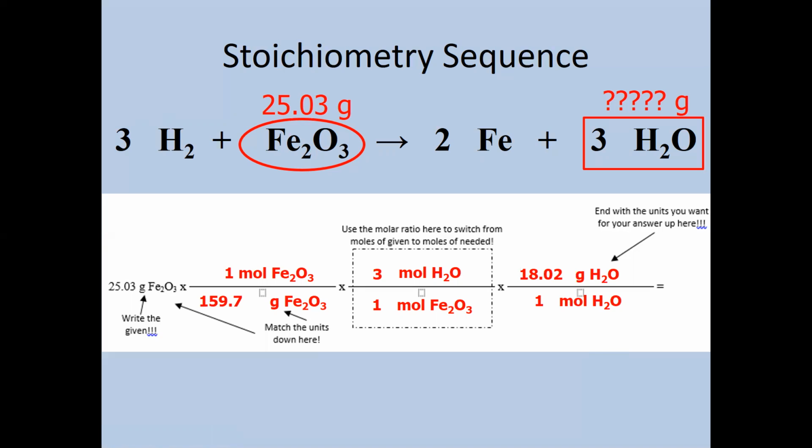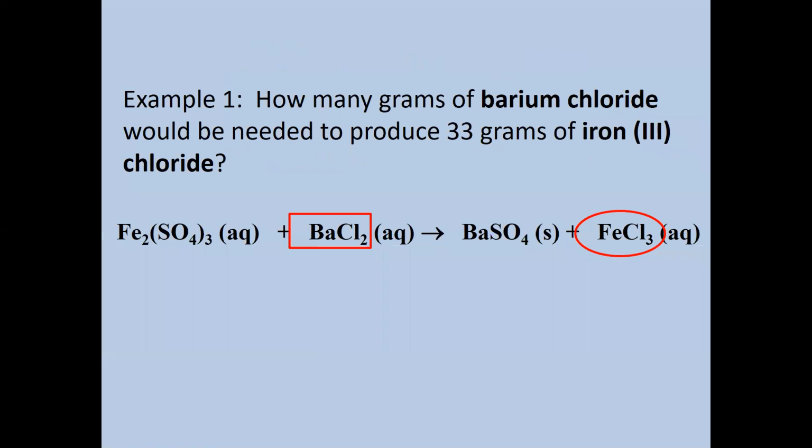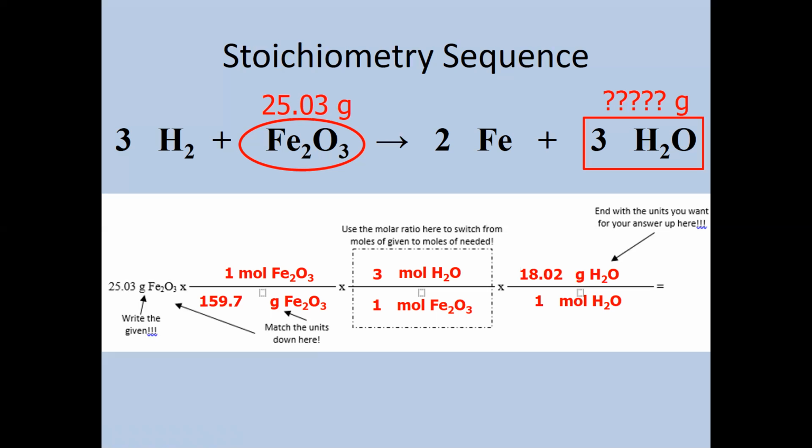So when you enter these into your calculators, again, it doesn't matter how you enter it. If you want to put everything in the top and multiply across the top first and then divide across the bottom. If you want to work left to right like I do, I put 25.03 divided by 159.7 because it's in the bottom, times 3 because it's in the top, times 18.02 because it's in the top. And I don't have the answer here, but if you plug that into your calculator, you can figure it out. And I'll put the answer so that it's online for you guys.